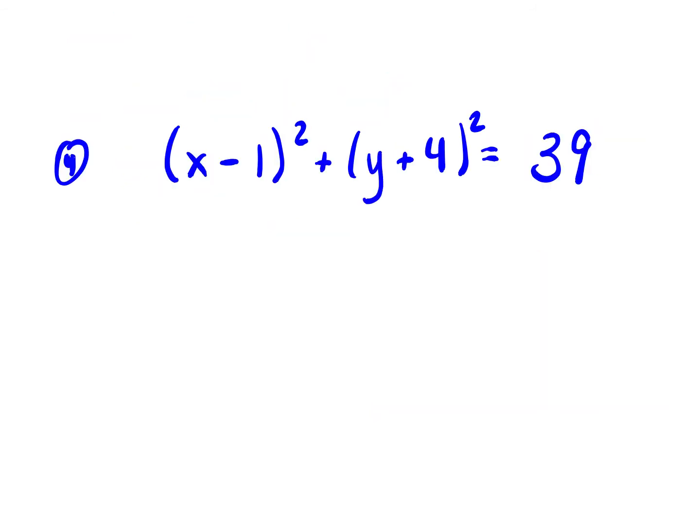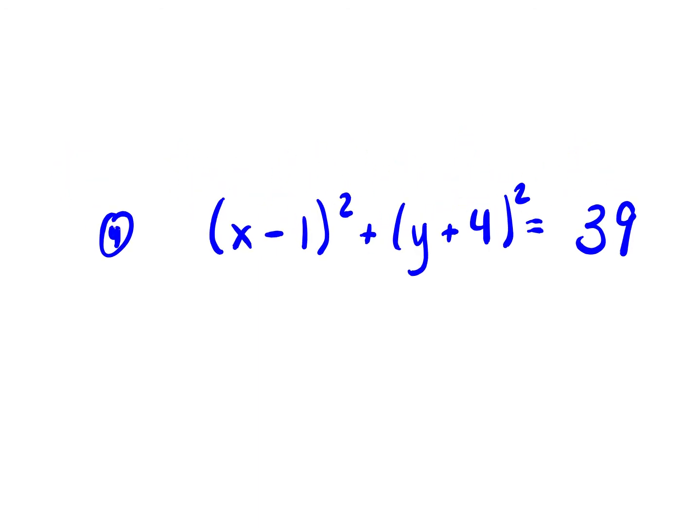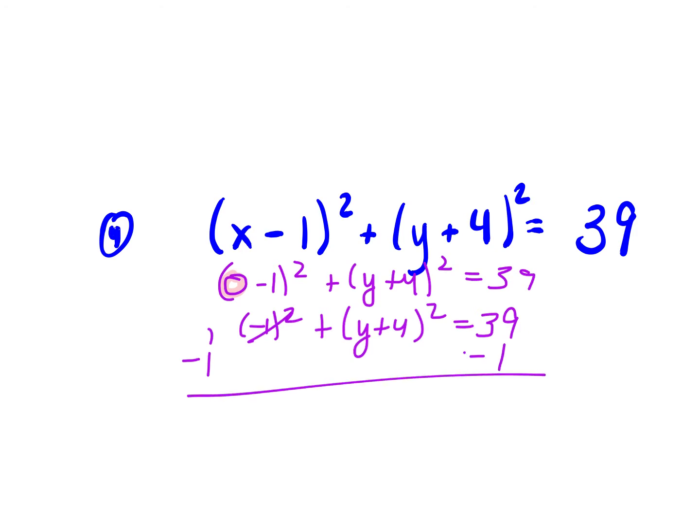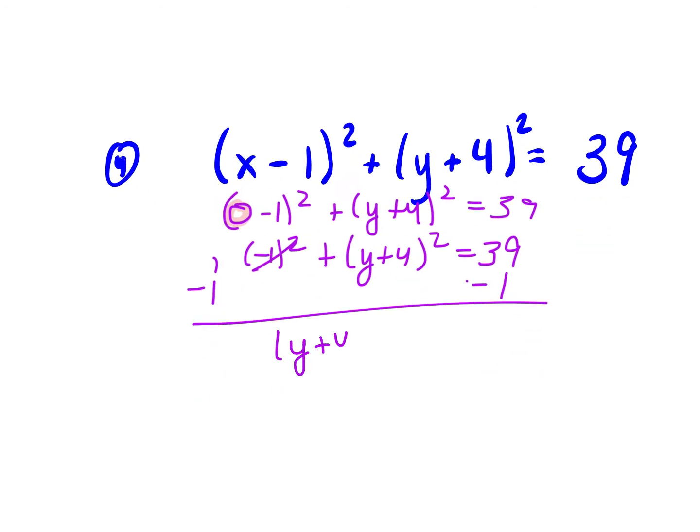Okay, same thing goes for intercepts here. We're going to do the exact same thing. Just change color here. All right, I'm going to plug a 0 in for x. That means we're going to find the y-intercept. y plus 4 quantity squared equals 39. So negative 1 quantity squared plus y plus 4 quantity squared equals 39. This is 1. Subtract 1 from both sides. You get y plus 4 squared equals 38.